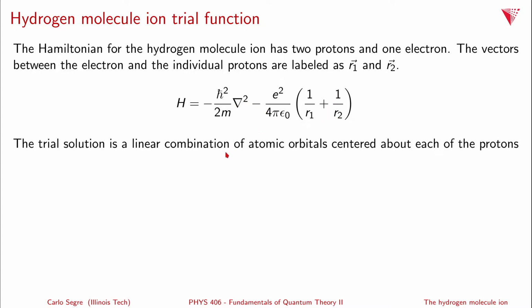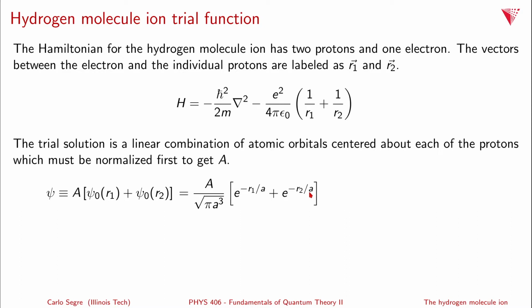The trial solution we're going to use is a linear combination of atomic orbitals centered about each of the protons. That is, psi is equal to A, the normalization constant, times the ground state of the hydrogen atom about proton 1 plus the ground state of the hydrogen atom about proton 2. This is equal to the normalization constant divided by the square root of pi a cubed times the quantity e to the minus r1 over a plus e to the minus r2 over a.